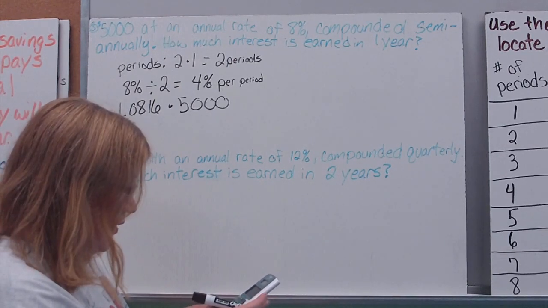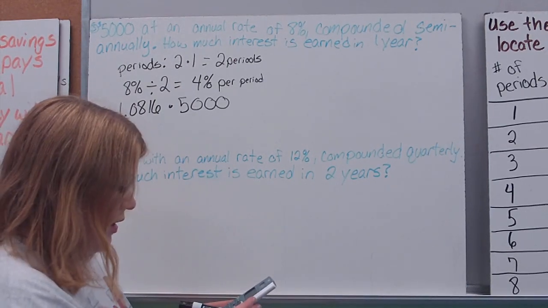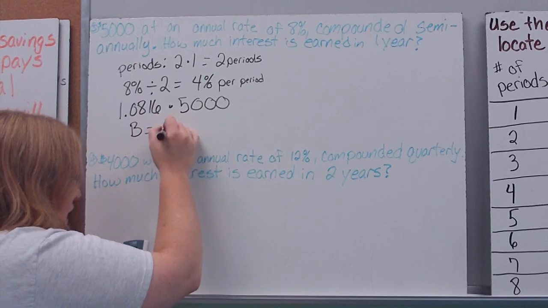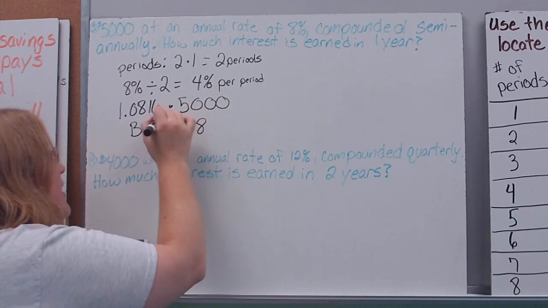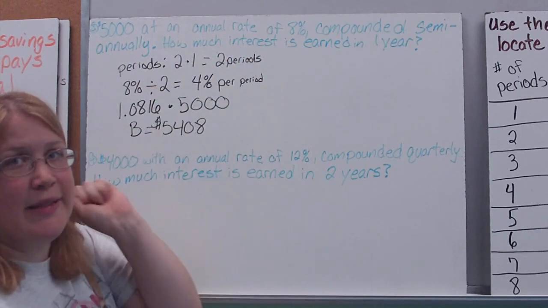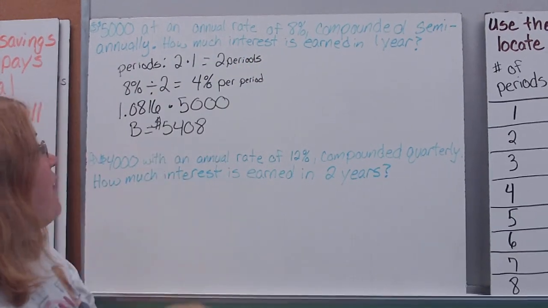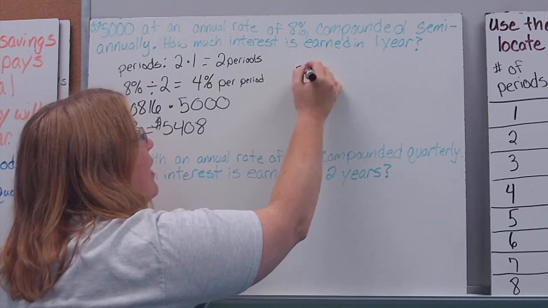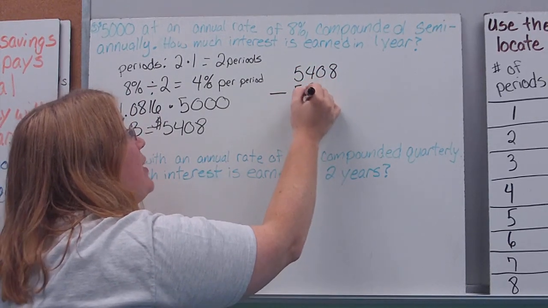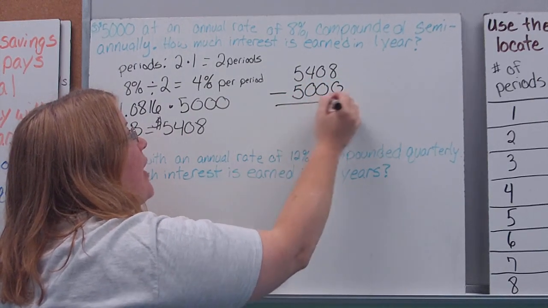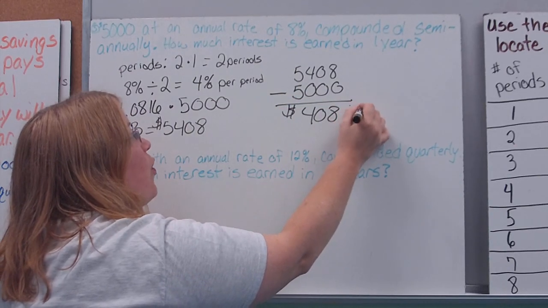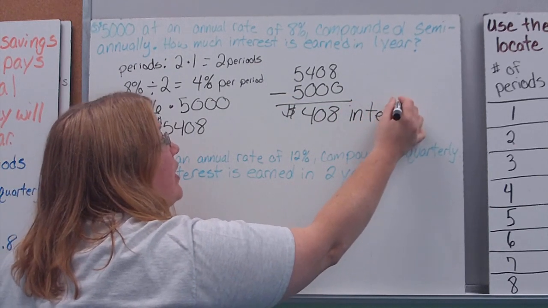So 1.0816 times 5,000. So my balance is $5,408. However, this wants to know how much interest I earned. So of this balance, how much is interest? Well, we take our balance, we subtract out our principal, and we find out that $408 was the interest I earned in 1 year.